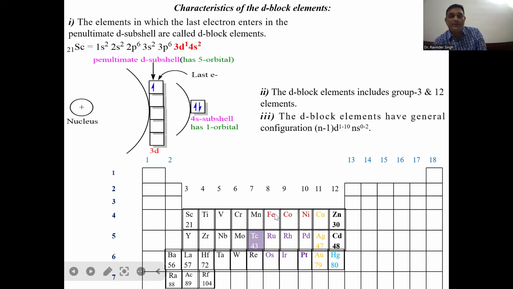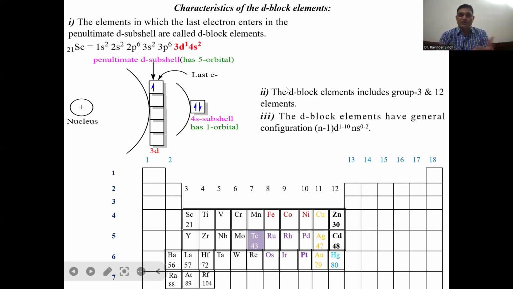The atomic number of palladium is 46, and it is present below nickel. The configuration of nickel is 3d8 4s2, so the configuration of palladium would be 4d8 5s2. But palladium is a special case: the 5s electrons come back into the d, so the configuration of palladium becomes 4d10 5s0. So there is one element in the d block whose configuration can be written like that.